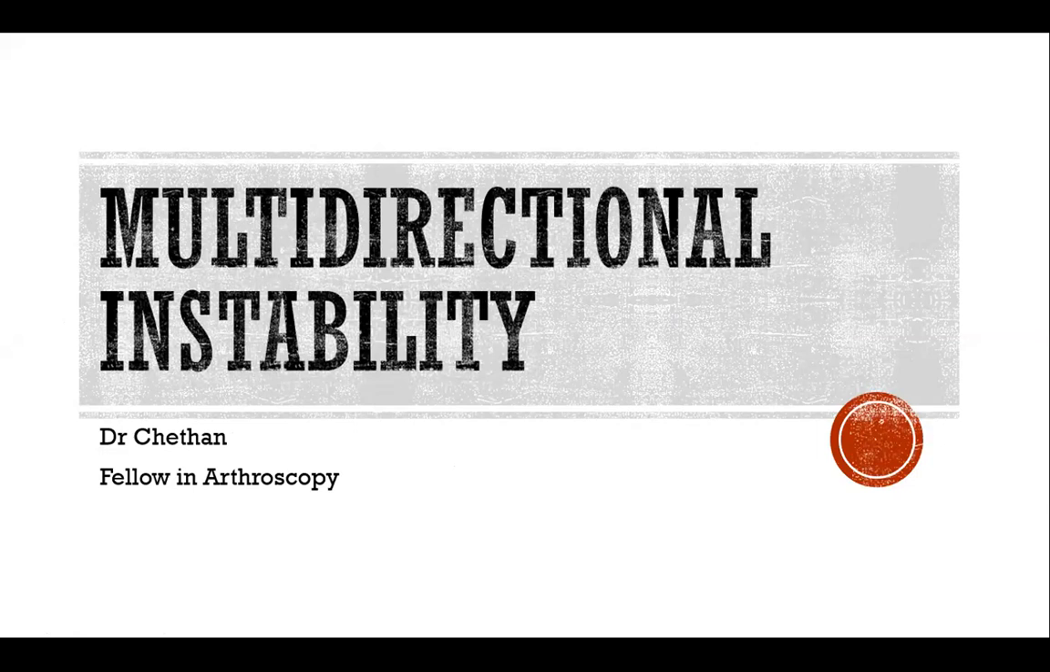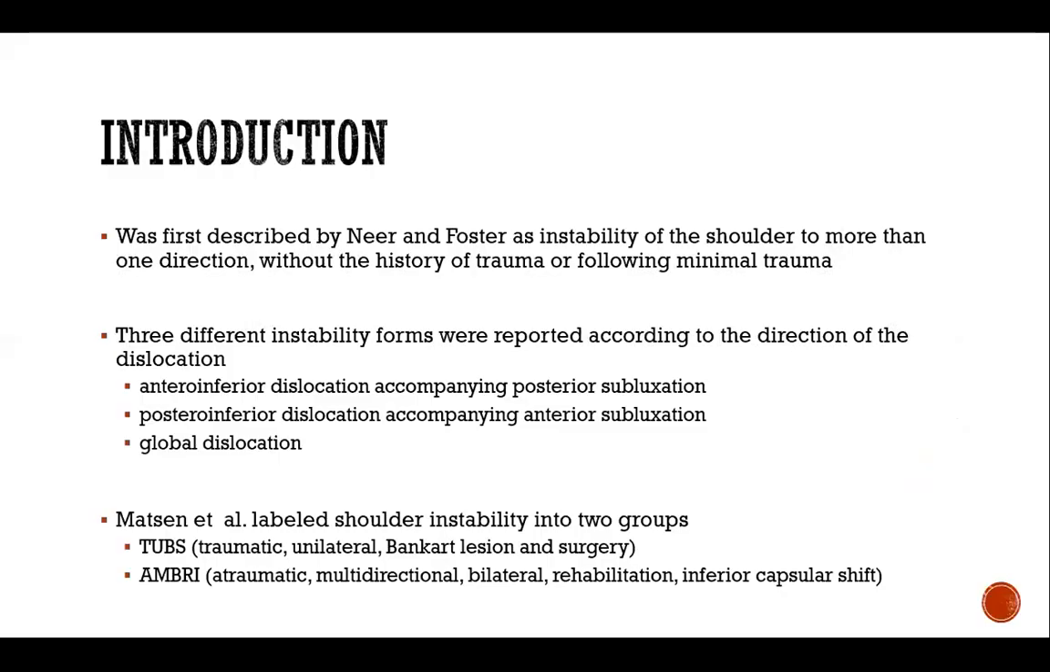Today I'll be presenting about multidirectional instability. It was first described by Neer and Foster as an instability of the shoulder in more than one direction, without a history of trauma or following very minimal trauma. Although different definitions have been attempted, there is no consensus for this pathology in the literature, and hence the definition by Neer and Foster holds good till date.